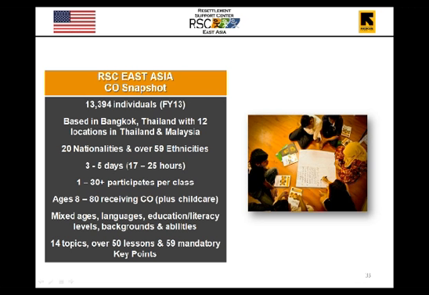CO for us is generally 3 to 5 days, depending on location. Classes can be anywhere from 1 person to over 30, ages 8 and up, mixed ages, mixed languages, mixed education and literacy levels, mixed backgrounds and abilities. Like everyone else, we're covering about 14 different topics. We have about 50 lessons in our manual and 59 mandatory key points that we cover, whether that's a 1 hour CO, 1 day, 3 days, or 5 days.